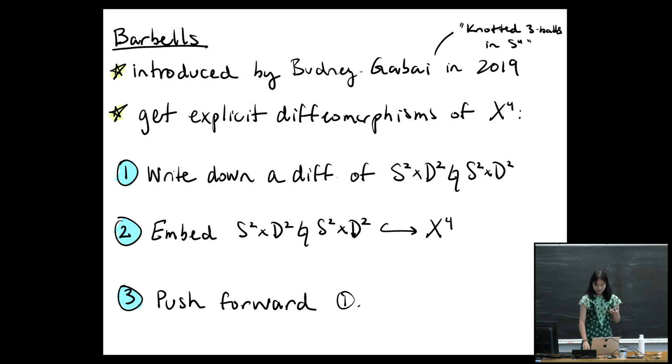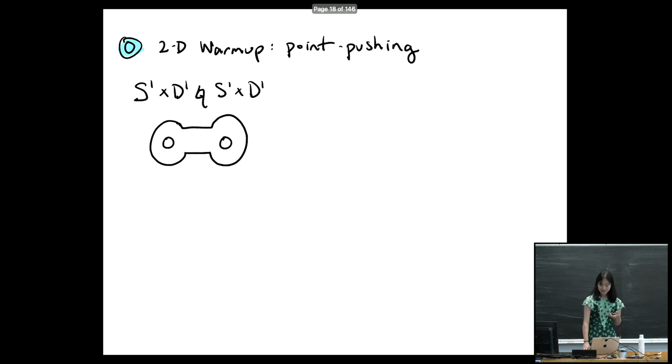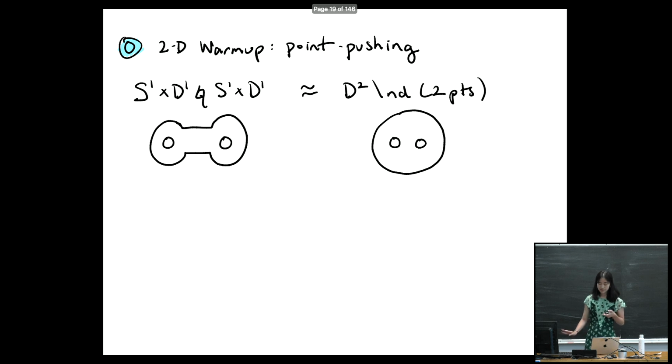Before I describe the diffeomorphism of S2 cross D2 boundary sum S2 cross D2, I think it would be nice to start with a two-dimensional warm-up. So now let's consider S1 cross D1 boundary sum S1 cross D1. So we just subtracted one. And this is the picture of that. This is the same thing as a twice-punctured disk.